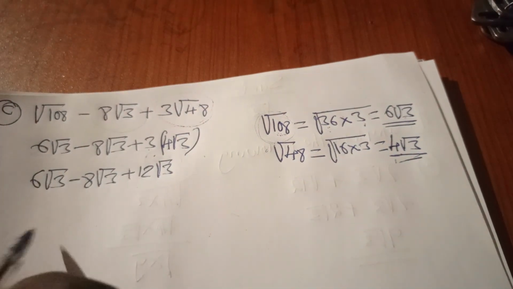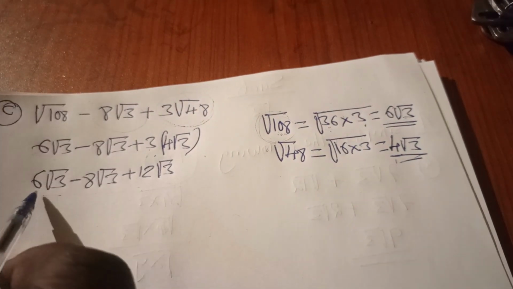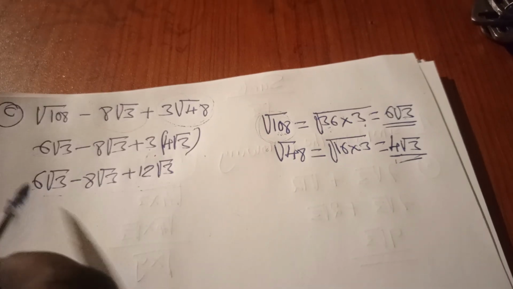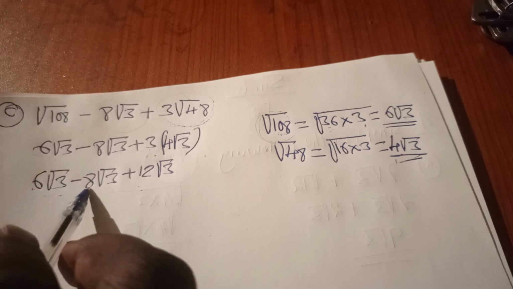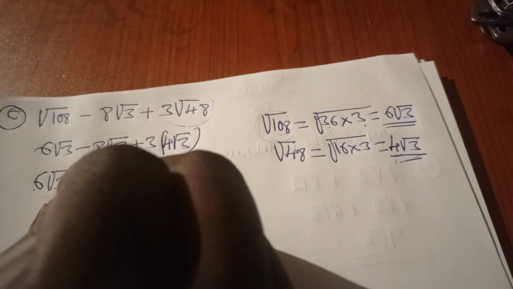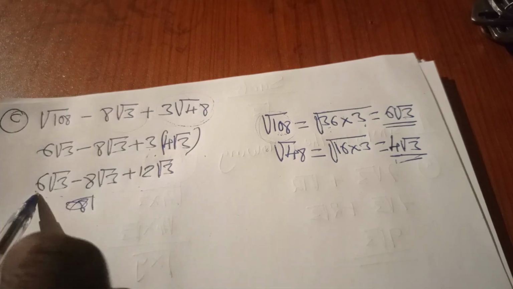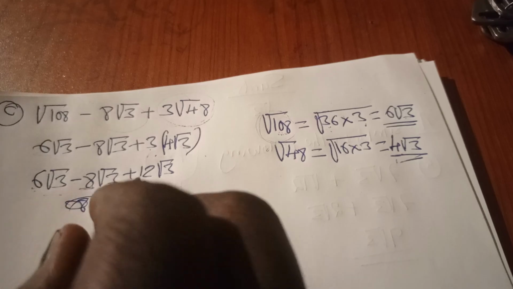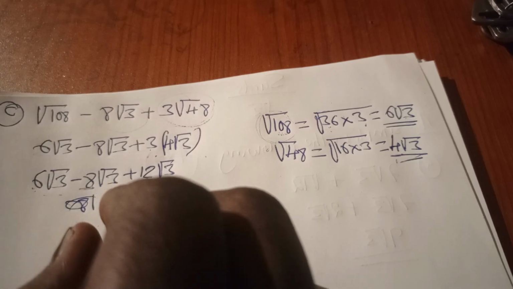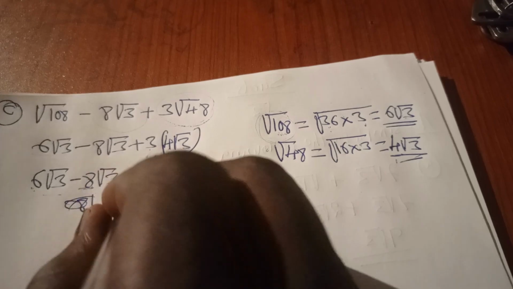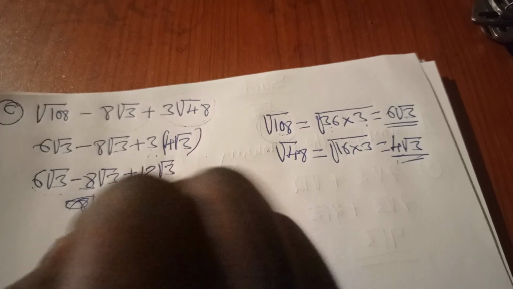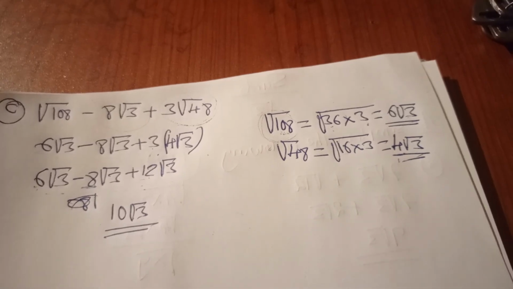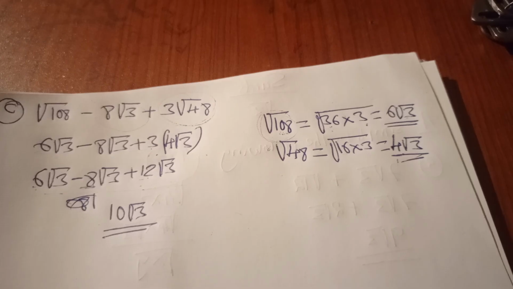Then now here I need to add and subtract. 6 minus 8 is negative 2. Then negative 2 plus 12 is 10. So it will be 10 root of 3, like this. So this will be my final answer for this question. Hope it's very much clear.